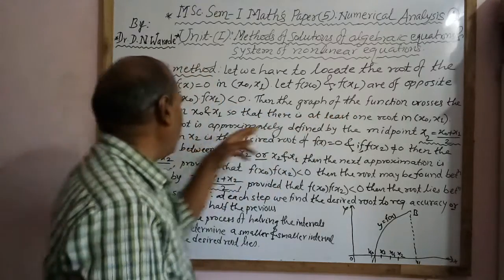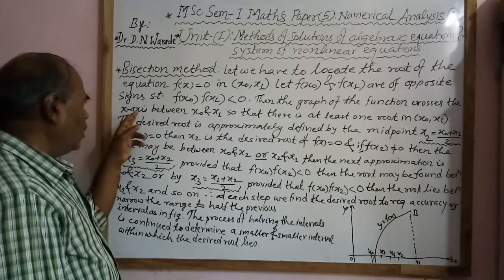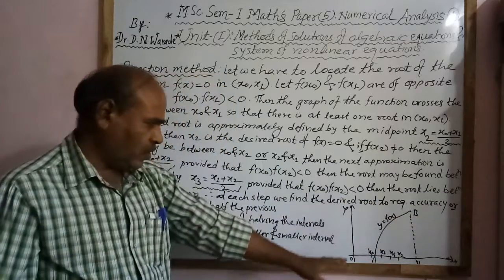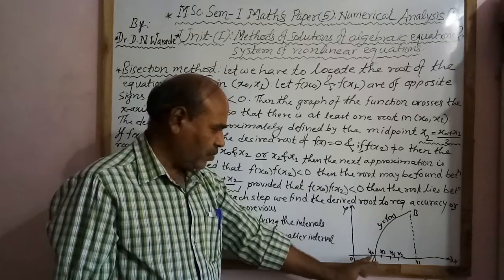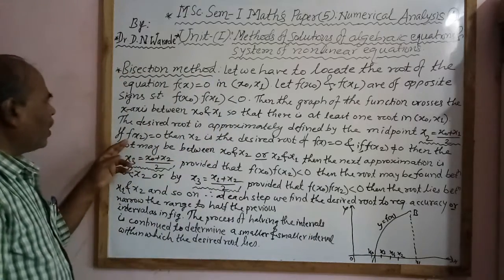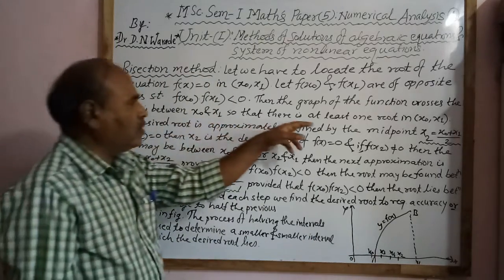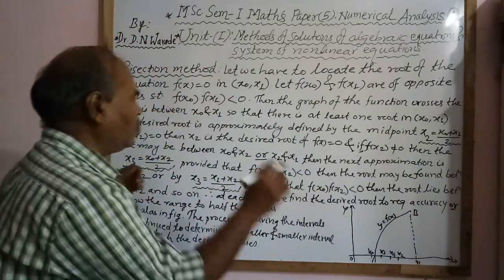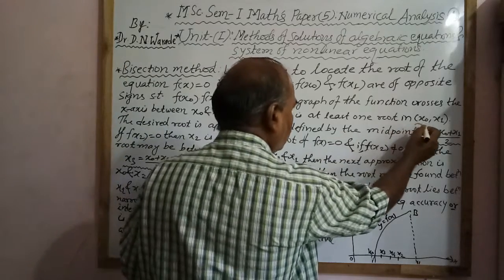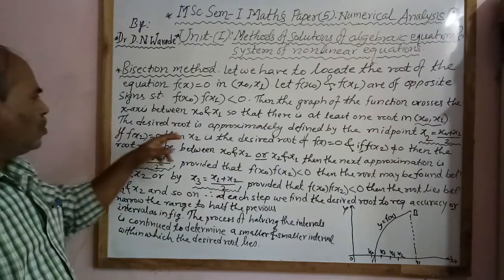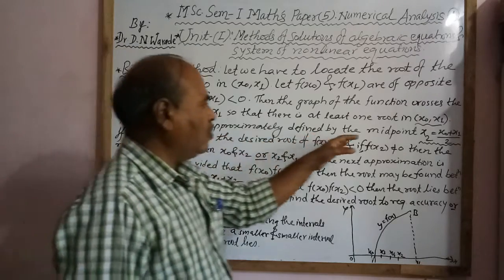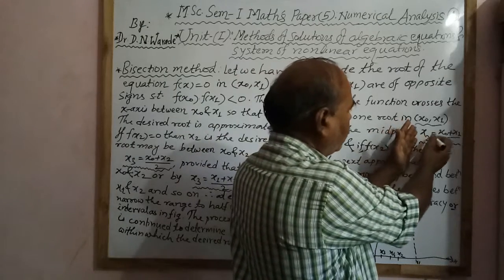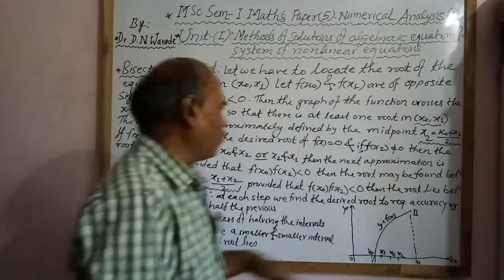Then the graph of the function crosses the x-axis between x0 and x1. The graph of the curve crosses the x-axis between x0 and x1, so there is at least one root in the open interval (x0, x1). The desired root is approximated by the midpoint of x0 and x1, given by the formula x2 = (x0 + x1)/2.